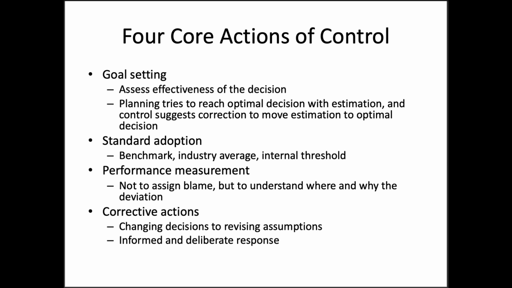The first action is goal setting. The goal of control is to assess the effectiveness of the decision concerned. For example, the outcomes and KPI defined for marketing expense, R&D expense, raw material procurement, and production allocation will be monitored and checked round after round. The plan process and the control process share the same decision, same outcomes, and KPI. The planning process tries to reach an optimal decision with estimation, while the control process tries to suggest correction to that estimation to reach an optimal decision.